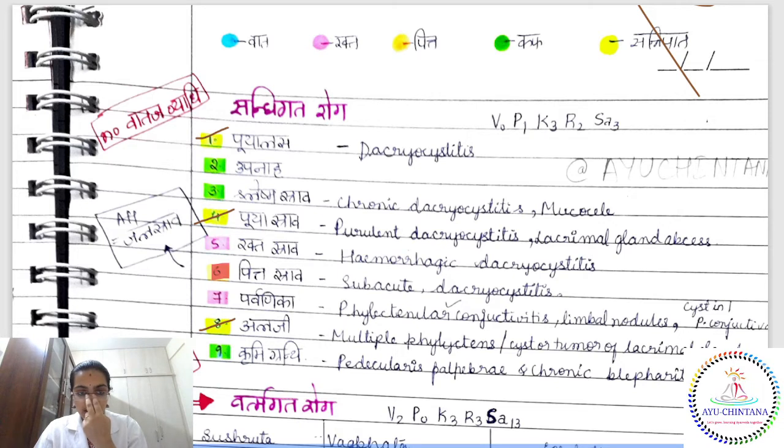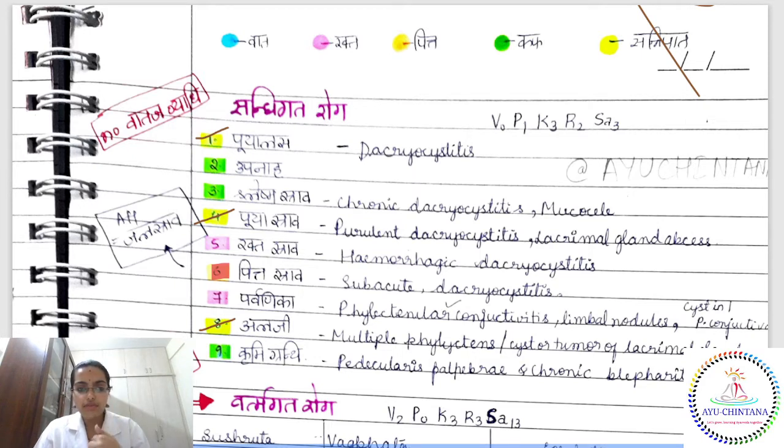Kaninika, medial. Apanga, the lateral. Kaninika is the medial canthus. So, Puyalasa is happening in Kaninika Sandhi. And also, all the 4 Sravas are there, right? All the 4 Sravas are happening in Kaninika Sandhi.